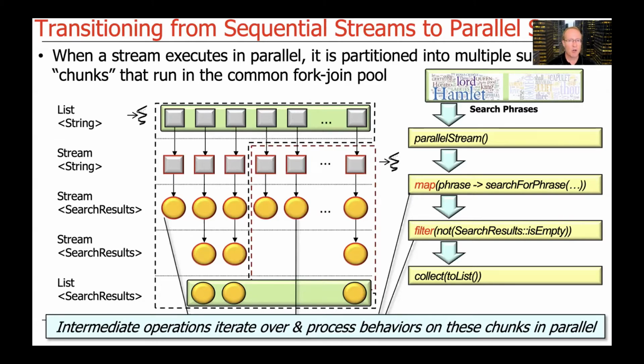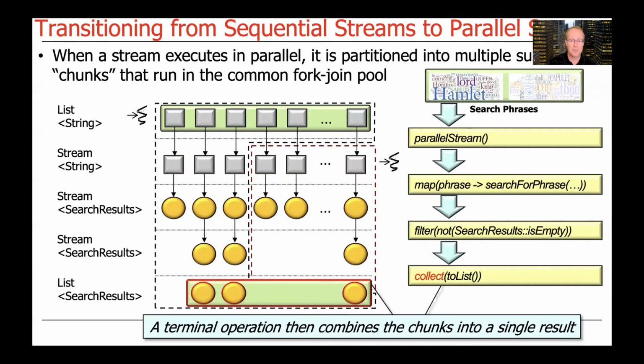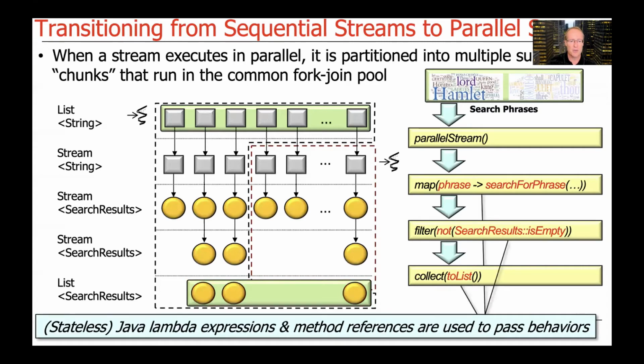The intermediate operations basically iterate over and process behaviors on the chunks in parallel. And it's always important to remember that things are pulled through the stream from the source to the terminal operation, basically from top to bottom, from left to right, as opposed to going from left to right, top to bottom. So it's kind of non-intuitive at first, but that's the way things work. And that implements an optimization technique known as integrated layer processing. Terminal operations are used to combine the chunks into a single reduced result when everything is finished.